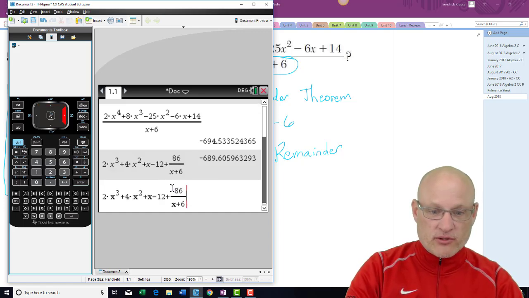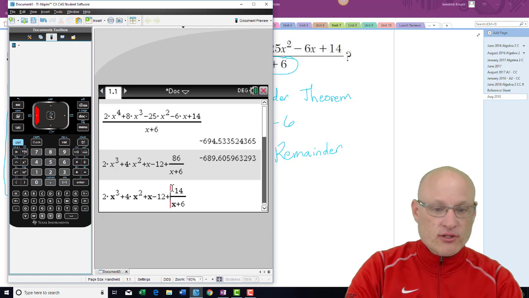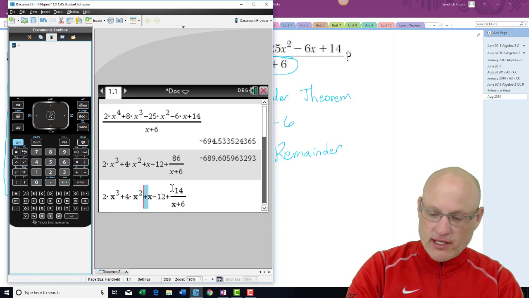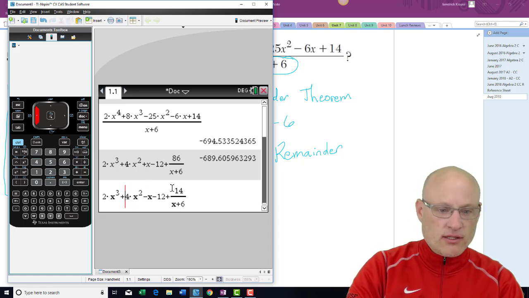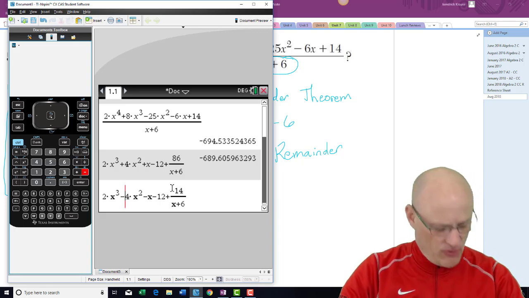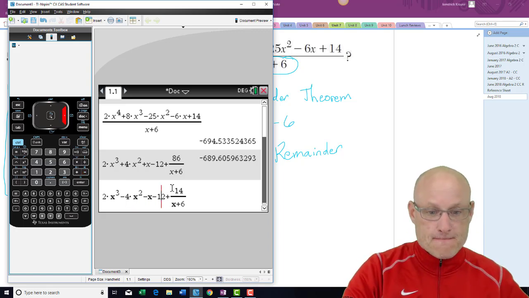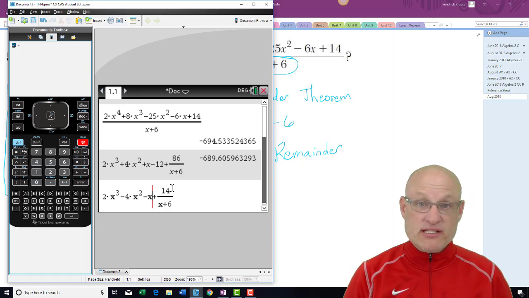Now, I know this has to be 14. And something else changed. It's minus 4x squared and minus x. So minus x and minus 4x squared. So if this is right, it should be negative 694. Oh, and there's no minus 12. So this should be answer choice 3.